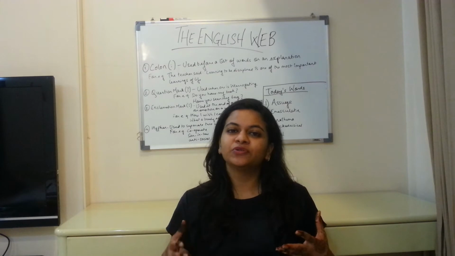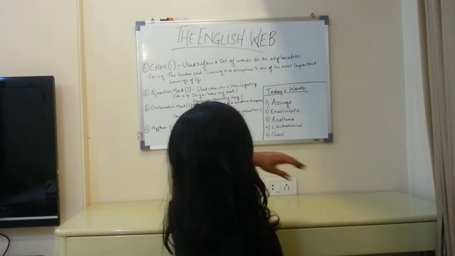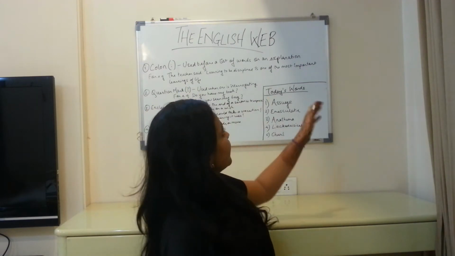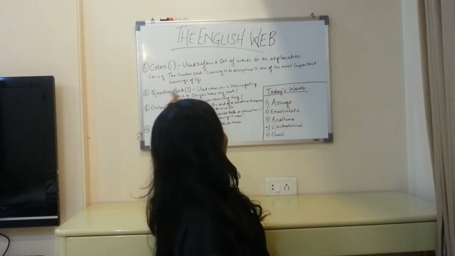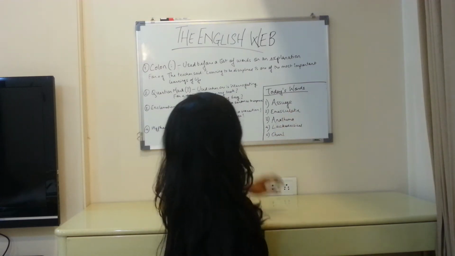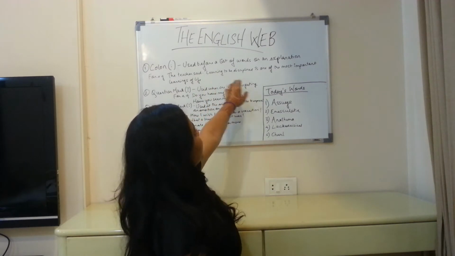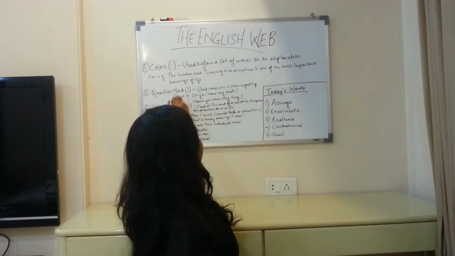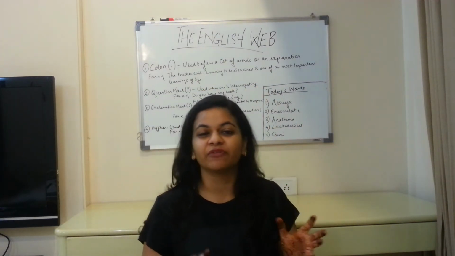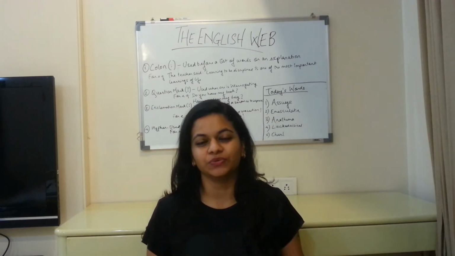Now a colon is used before a list of words or an explanation. For example, the teacher said: learning to be disciplined is one of the most important learnings of life. So the place where you use a colon is here. The teacher said, colon, learning to be disciplined is one of the most important learnings of life. So that is pretty much the only reason why a colon is used.